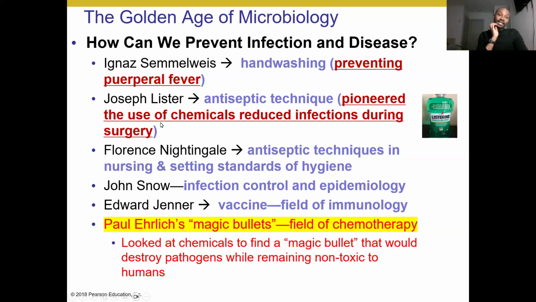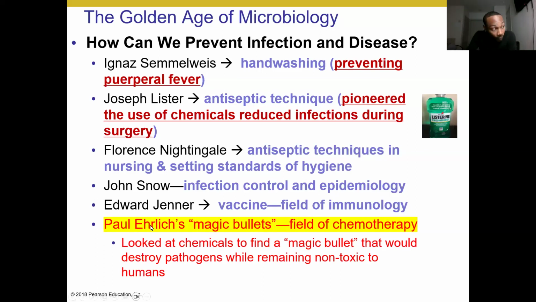Remember these different scientists in the golden age of microbiology. Semmelweis really promoted hand washing, specifically preventing puerperal fever. Joseph Lister developed antiseptic techniques; he pioneered the use of chemicals to reduce infections during surgery. Remember Semmelweis, puerperal fever, and Joseph Lister, reducing infections during surgery. Florence Nightingale developed antiseptic techniques in nursing and set the standard of hygiene.